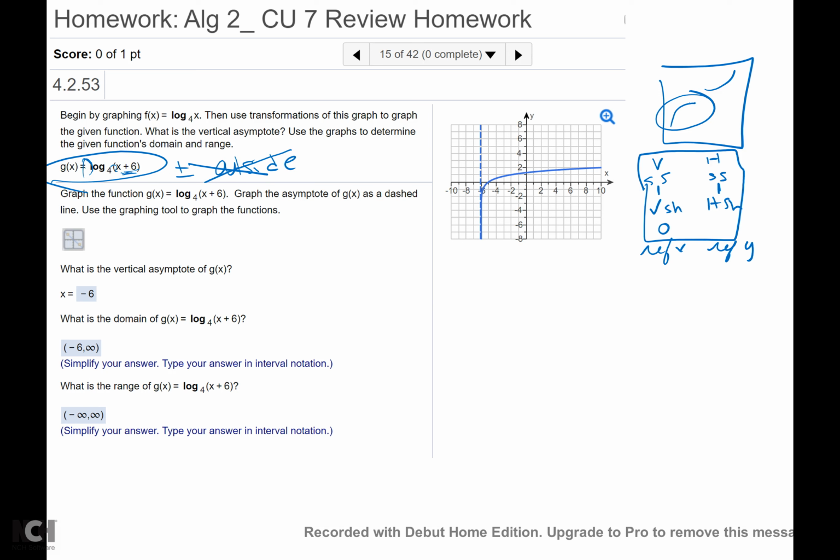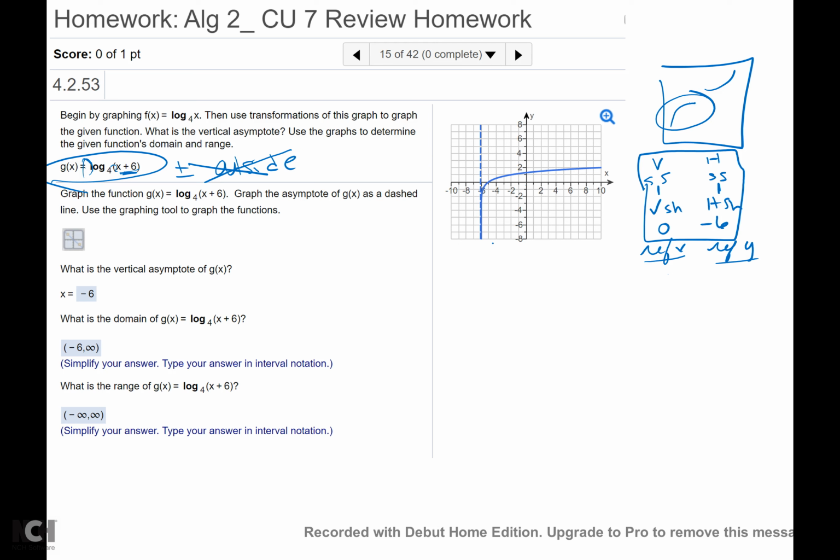Inside, they are telling me to add 6 to x, which means my horizontal shift is -6. There's no negative in front, so don't check the reflect over x box, and there's no negative on x, so don't check the reflect y box. And it'll plot it for you.